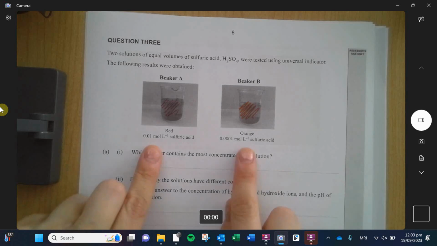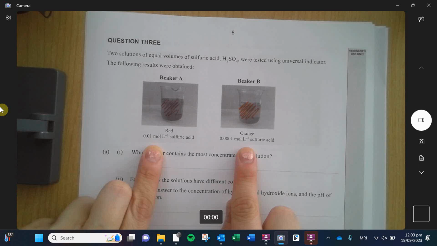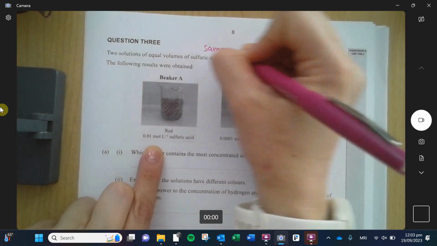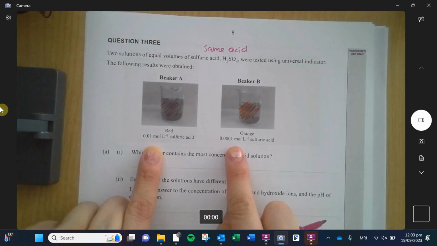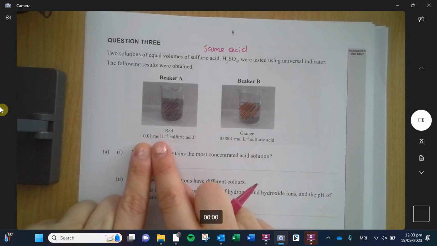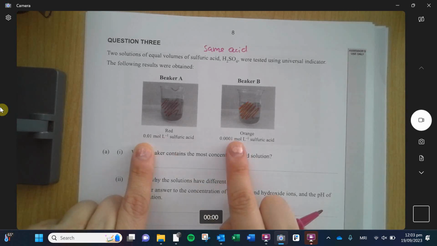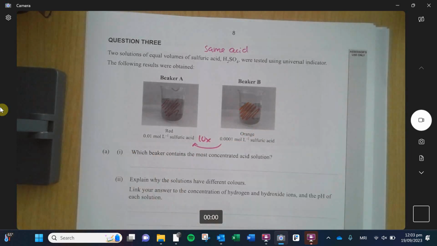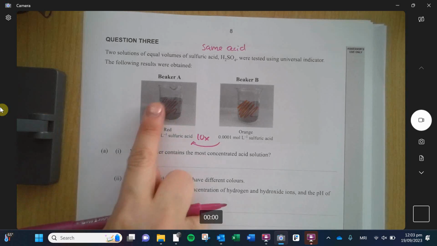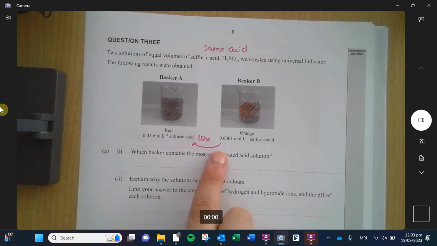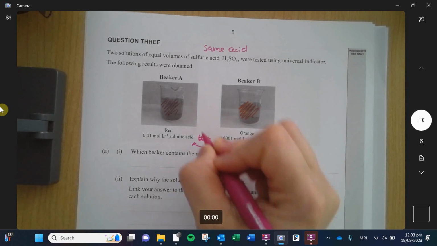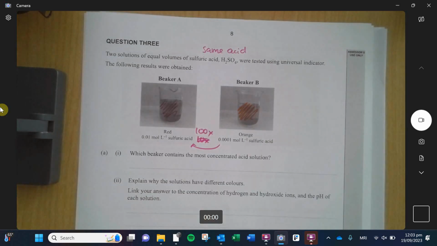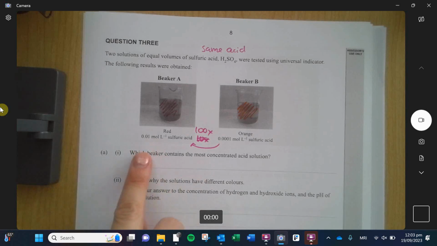All right, so both of these are the same acid, so it's important to note that, same acid. But we see that the acids are at different concentrations. One of them is 0.01, and one of them is 0.001. So basically what this means is that this one here is 10 times more concentrated. Which one is? This one here. Okay. Because you see how it's 0.01? Yeah. Whereas this one has an extra 0, or actually extra 2 zeros, I want to say. Yeah, 2 zeros. So it's 100 times more concentrated. Okay. So when they ask which beaker is the most concentrated acid solution, it'd be beaker A.